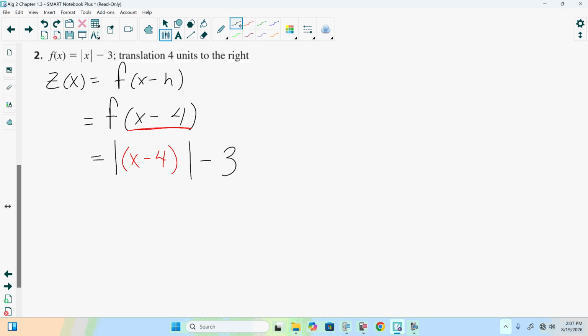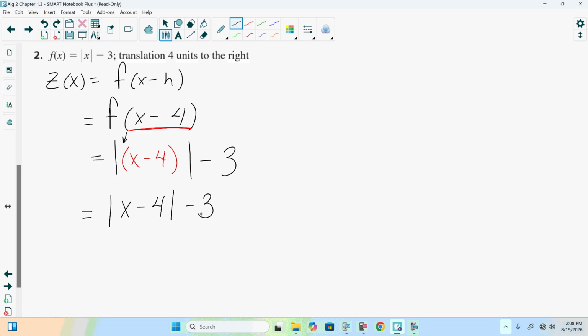Now we need to do some simplifying. Is there any number between the absolute value bar and that parenthesis? No number, no sign, so nothing to distribute through those parentheses. So we still have the absolute value bar. We drop the parentheses, giving us the absolute value of x minus 4 minus 3. Now it feels at this point we have like terms. We have that negative 4 and negative 3, yes?